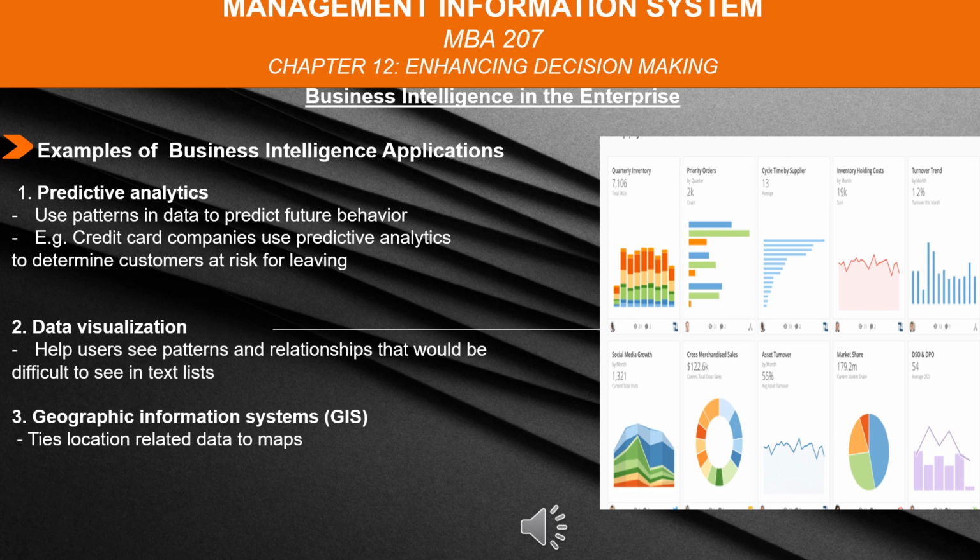Examples of business intelligence applications. We have here predictive analytics, data visualization, and geographic information system. Predictive analytics uses patterns in data to predict future behaviors. An example is credit card companies using predictive analytics to determine customers at risk of leaving. Data visualization helps users see patterns and relationships that would be difficult to see in text lists. A geographic information system ties location-related data to maps.